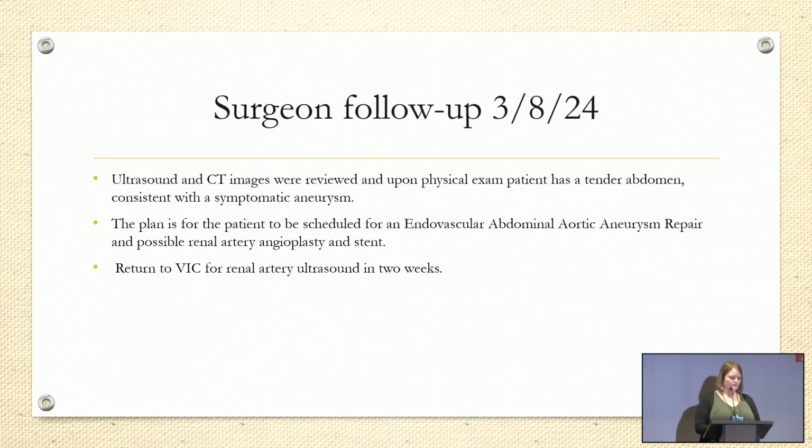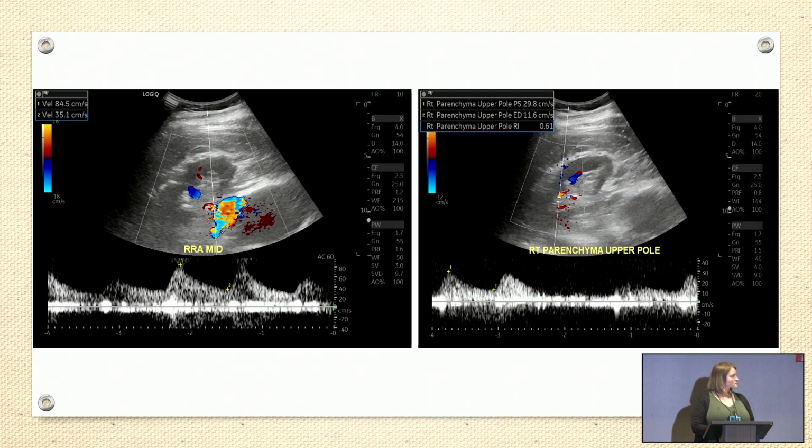So the patient came back for the surgeon follow-up, reviewing CT images and ultrasound, and upon physical exam, the patient had a tender abdomen consistent with a symptomatic aneurysm. The plan was for the patient to be scheduled for an endovascular abdominal aortic aneurysm repair and possible renal artery angioplasty and stent. So they were returning for a renal artery ultrasound in 2 weeks. Here are some of these renal images.